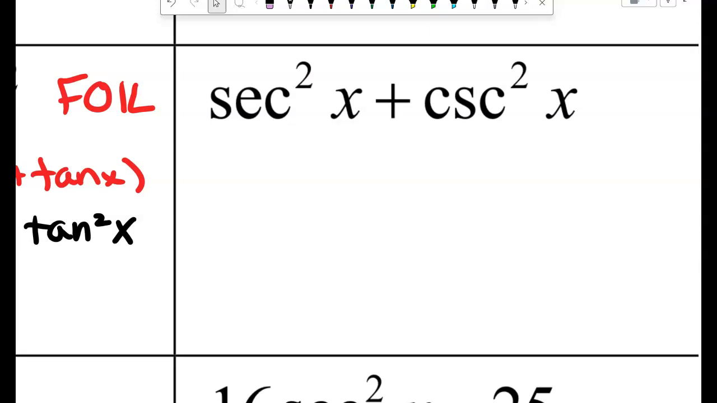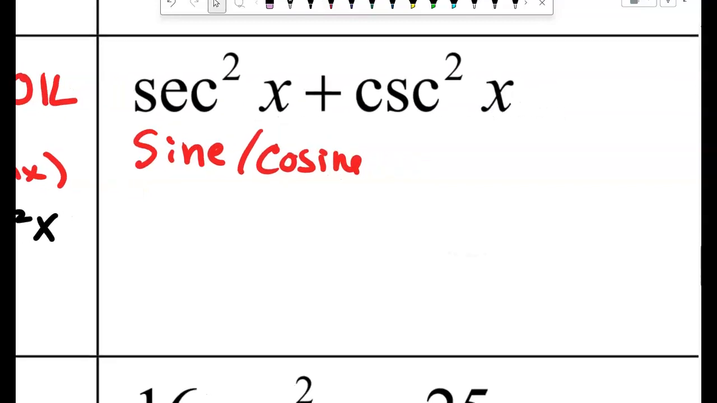I know it's Friday. Okay, there's less of you than normal, so we'll just go with it. Okay, secant squared x plus cosecant squared x. What would you guys do for this one? What would be some things that you possibly want to do? Some people said sine and cosine. I actually think that could be a good one. I also think there's another valid one that possibly could work.